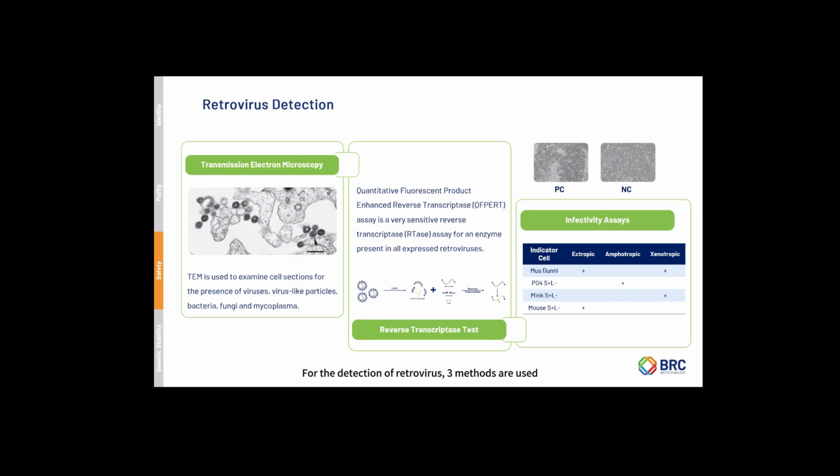For the detection of retrovirus, 3 methods are used: transmission electron microscopy, quantitative fluorescence product enhanced reverse transcriptase, and infectivity assays. TEM detects the presence of virus particles through observation. QF-PERT is a highly sensitive and universal method for detecting retrovirus. If QF-PERT results are positive, an indicator cell assay is subsequently performed to determine the infectivity of the virus.